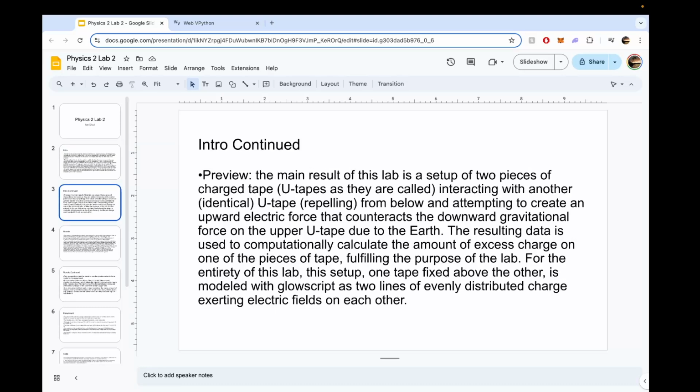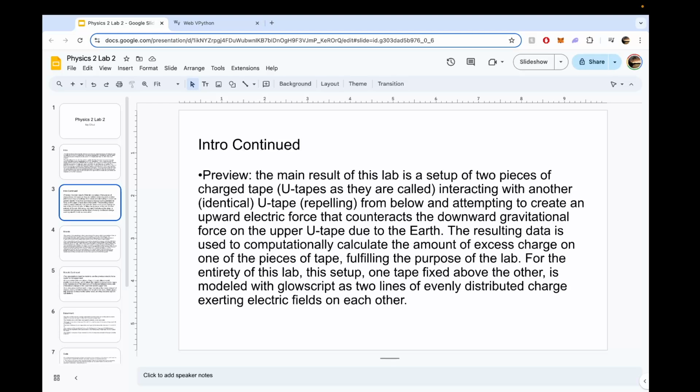Here's a preview. The main result of this lab is a setup of two pieces of charged tape, called U-tapes, interacting with another identical U-tape from below and attempting to create an upward electric force that counteracts the downward gravitational force on the upper U-tape due to Earth. The resulting data is used to computationally calculate the amount of excess charge on one of the pieces of tape, fulfilling the purpose of the lab.